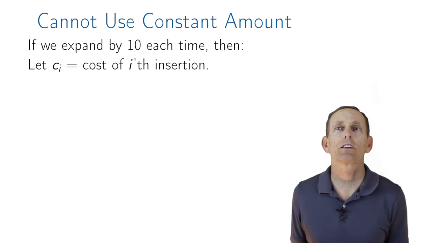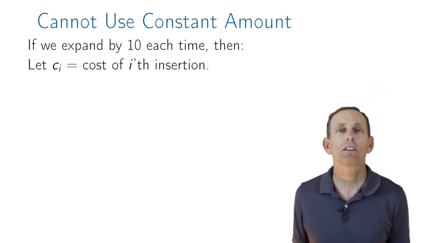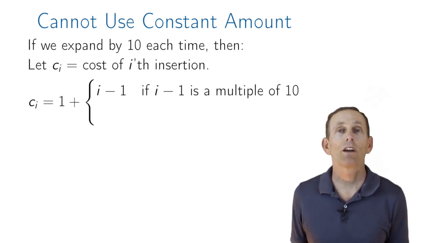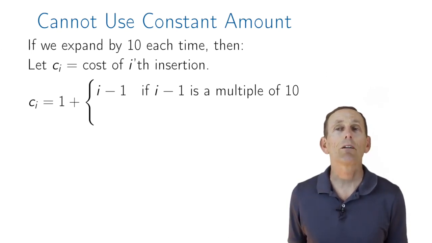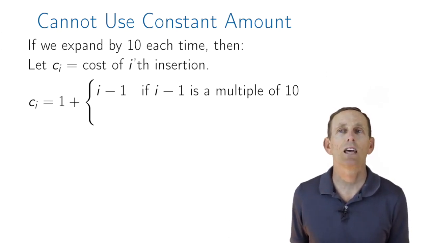Let's look at it another way. So let's look at an aggregate method. Let's say C sub I is the cost of the ith insertion. Okay? We're going to define that as 1 for putting in the ith element, plus either I minus 1 if the I minus 1th insertion makes the dynamic array full. So that is if I minus 1 is a multiple of 10 and it's 0 otherwise.